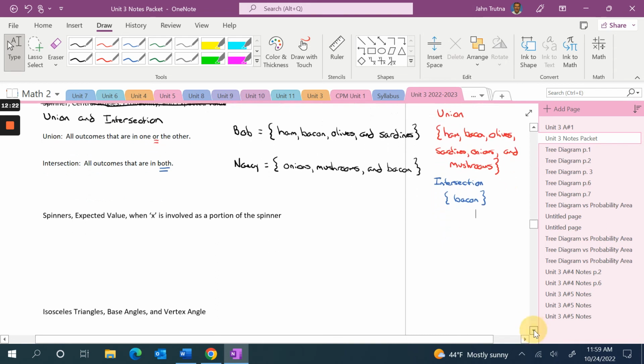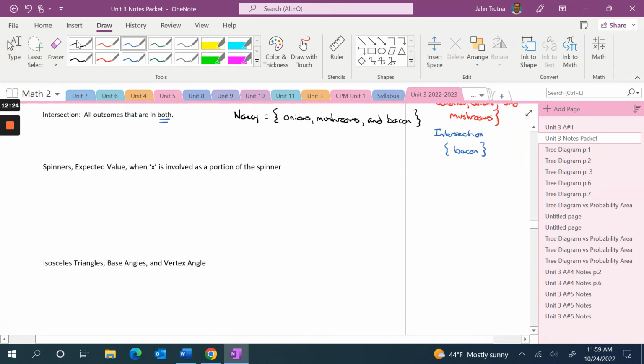Expected value with spinners. So we're going to edit this a little bit. Keep the word spinner and cross out all the other words after spinner. So our title for this section is going to be spinners, comma, probability, comma, and frequency.